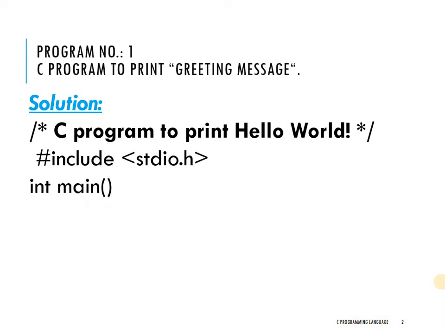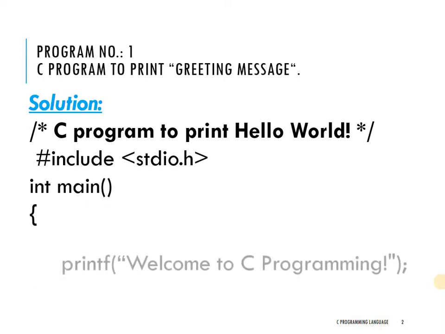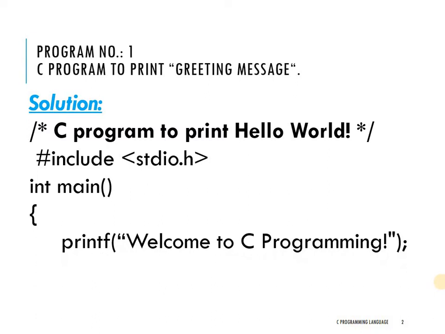Next I have given the main function. Inside the main function I have given one greeting message, welcome to C programming. This greeting message will be displayed with the help of the output function called printf. This printf function is an output function which is used to display the content, whatever we have given inside the function. Whatever we have given inside the double quotes will be displayed as it is. Then I have written return 0 and we completed the program.